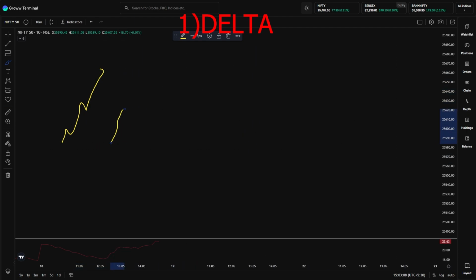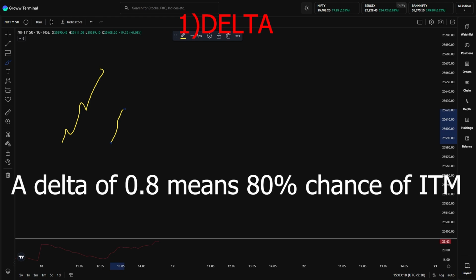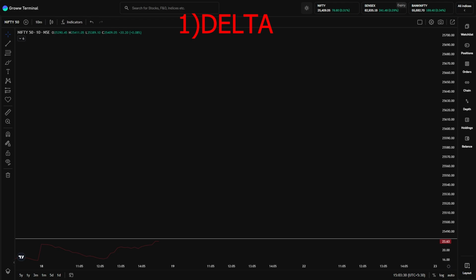And delta is also roughly the chance that the option will expire in the money. So if a delta is 0.8, that means there is an 80% chance of it expiring in the money. Delta also shows how sensitive an option is to the underlying. It doesn't move the price itself. It just tells you what it expects if the stock moves. So people use delta to do delta neutral trading, which is a really advanced concept and actually a really good way to make money if you learn it once.